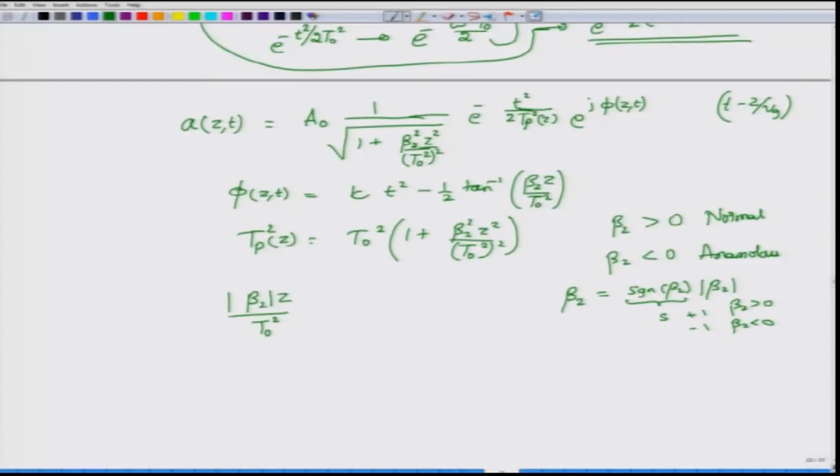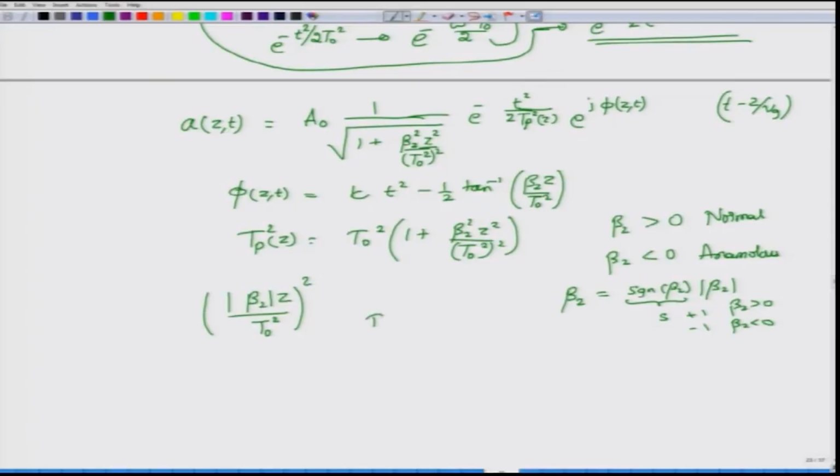So, I can write this term beta 2 square z square by t0 square as magnitude of beta 2 times z by t0 square. Of course, I can put an s here and then square the whole thing, correct. But s can be either plus 1 or minus 1, so the square of s will always be equal to 1, and what I actually have is beta 2 square z square by t0 square, which can be written as magnitude of beta 2 z by t0 square, the whole thing squared. Okay. Very interesting.